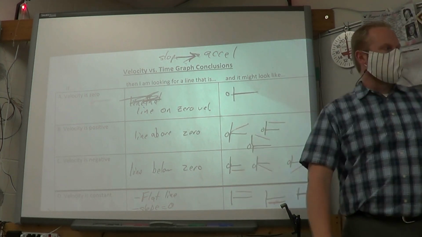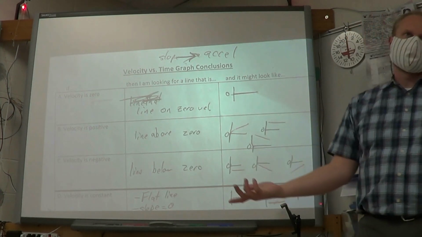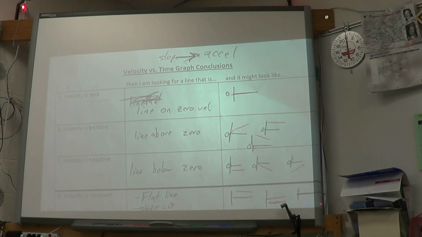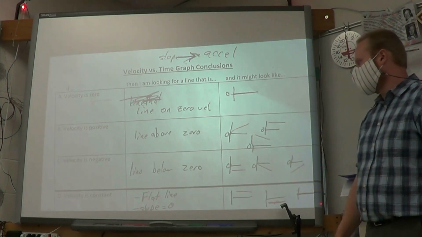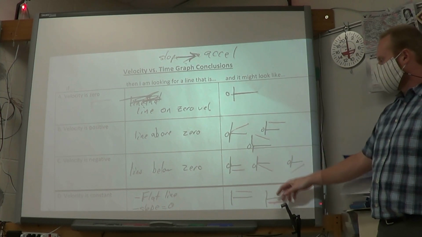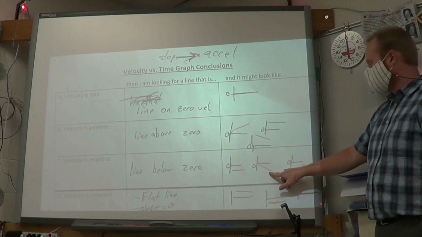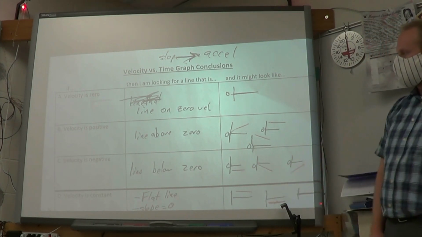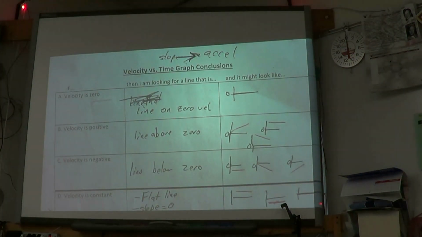The velocity is 0 when the line is on that really thin black line, that darker 0 line. That's the idea, the velocity is 0 when it's on that line. Negative velocity when it's below. Lots of different ways. You could have a straight line, a flat line, a downward sloping line, or an upward sloping line. But as long as it's below the line, it has a negative velocity. As long as it's above the line, it has a positive velocity.